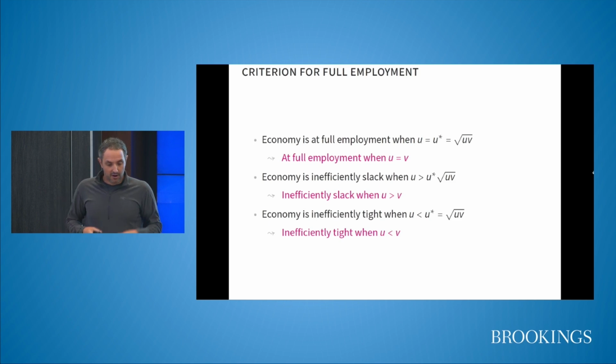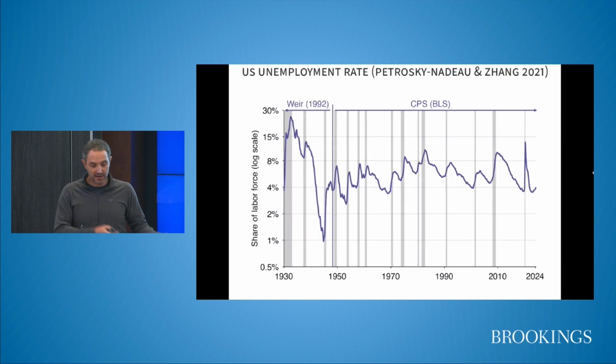All right, so now let me show you what happens if we look at US data. How is the US economy doing? We can go back to 1930. We have data for unemployment and vacancies going back to 1930. There are many primary sources, but Petrosky-Nadeau and Zeng harmonized them and put them all together. Here you can see the unemployment rate. This is all going to be on a log scale, because the fluctuations in unemployment and vacancy over the past century are so wide that if you don't use a log scale, you're not going to be able to see anything. So we put everything on a log scale.